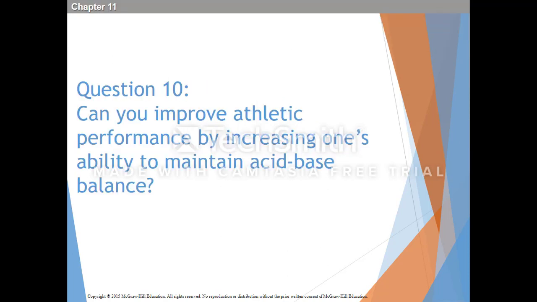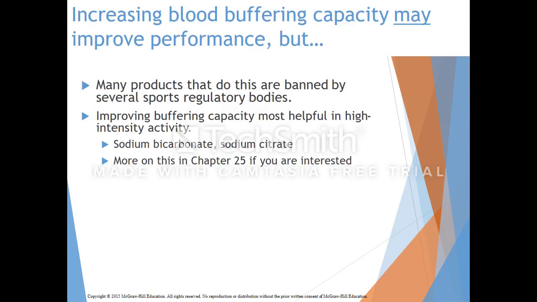Our final question is, can you improve athletic performance by increasing one's ability to maintain acid-base balance? There has been quite a bit of research done in this area, trying different strategies for increasing the blood buffering capacity. There is evidence to suggest that consuming sodium bicarbonate and sodium citrate in high enough doses can increase the buffering capacity of the blood, leading to an increase in performance in high-intensity events. However, it's important to note that consumption of these products can lead to nausea, vomiting, diarrhea, and even headaches, which may have a negative impact on performance.